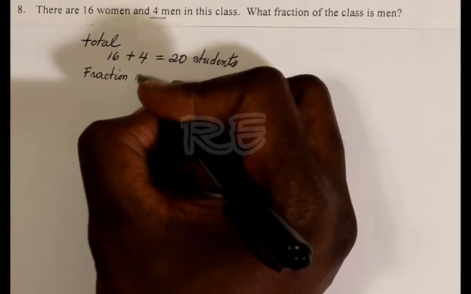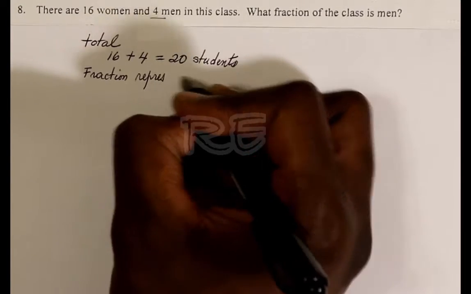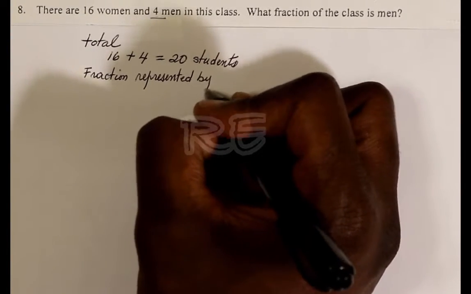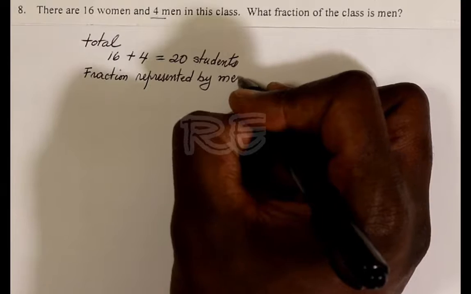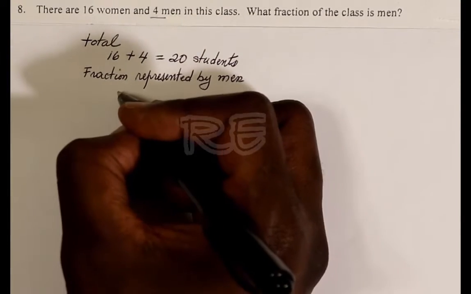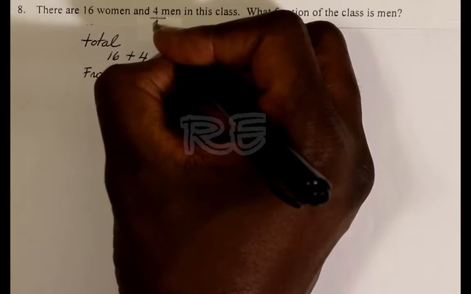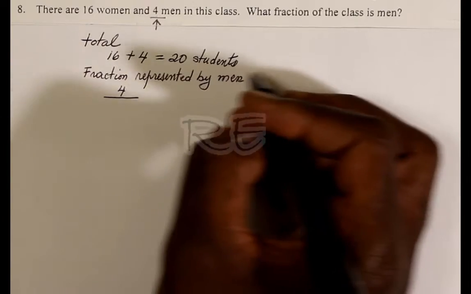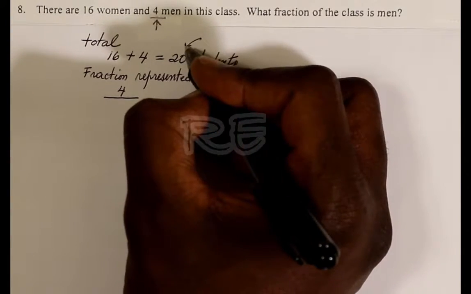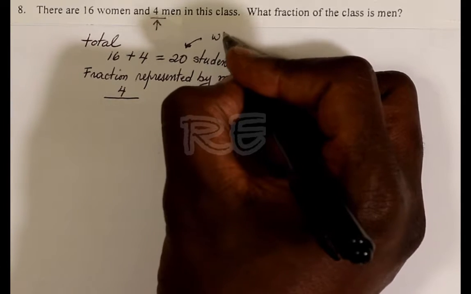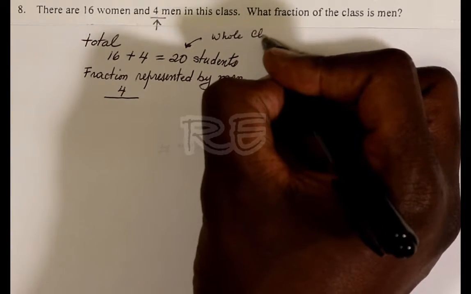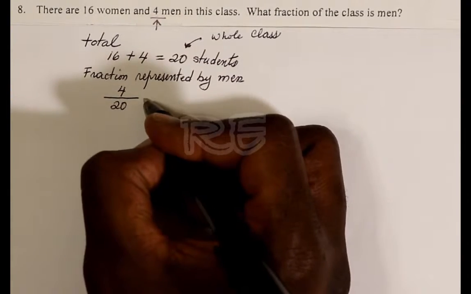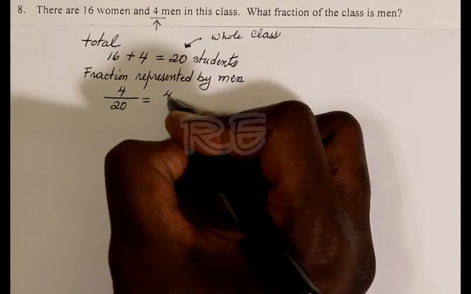Fraction represented by men. Fraction of the class represented by men will be 4. We have 4 men in this class, divided by the total number of students, which is 20. Well, 20 represents the whole class. Okay, now we just have to simplify.